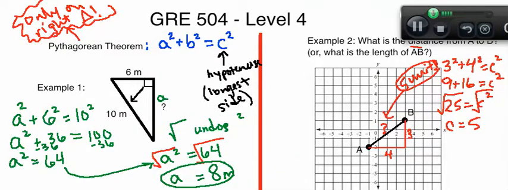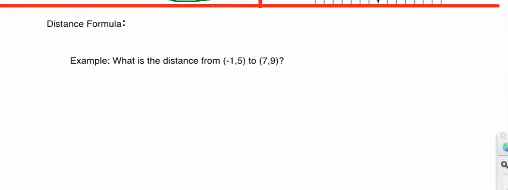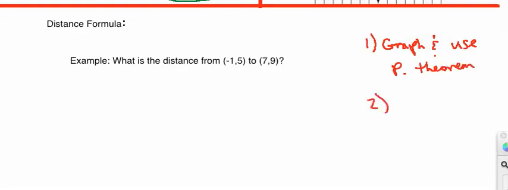When the distance formula comes in handy, however, is when you're just given points. So here in this example, we're asked for the distance from this point to this point. Now you really have two options here. Your first option is to graph and then use the Pythagorean theorem. Your second option is to use the distance formula. The problem with using the distance formula is you have to memorize it. So up here, you might want to write this down.